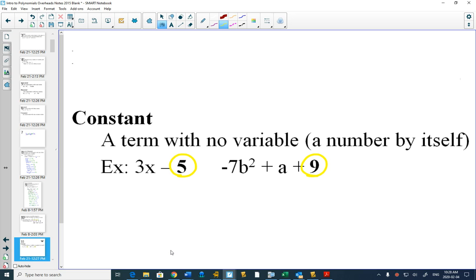In the second example, we've got negative 7b squared plus a plus 9. What type of polynomial is that one? If you're eliminated, you can still see if you can figure out the answer before somebody else in the class. But what type of polynomial is that one? How many terms are there? 1, 2, 3. Trinomial. Jacobi is eliminated.